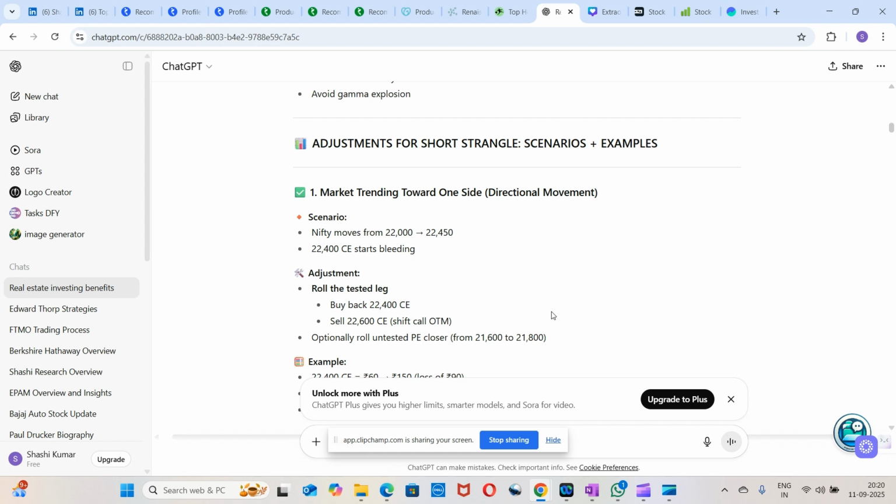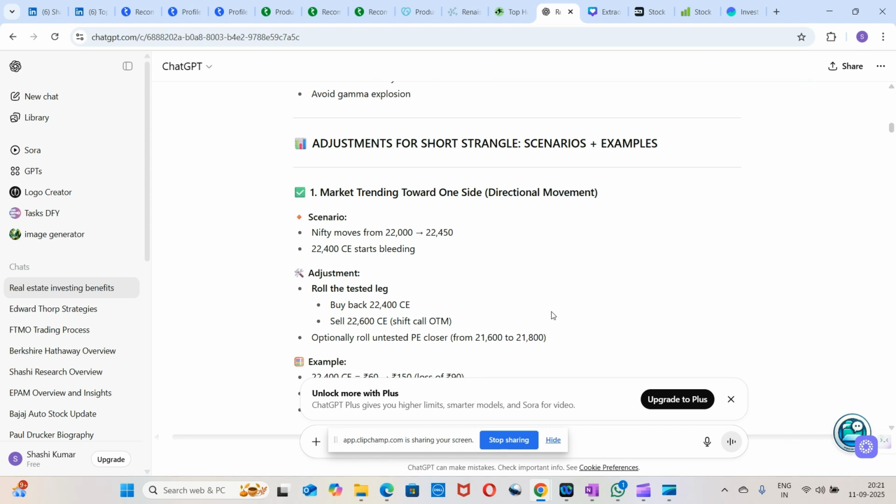First is the market trending on one side. So there is a directional movement within the market. Your view was that the market will stay within a 400 point, 800 point range from 22,000. But the real market went one sided in a directional move. Suppose in this scenario it moved from 22,000 to 22,450. We have taken a position of 22,400 CE, that it will stay below 22,400, so that leg will start bleeding and it will be in loss.